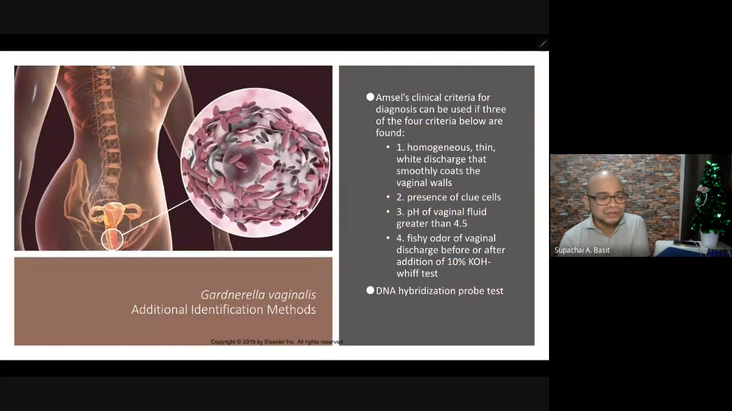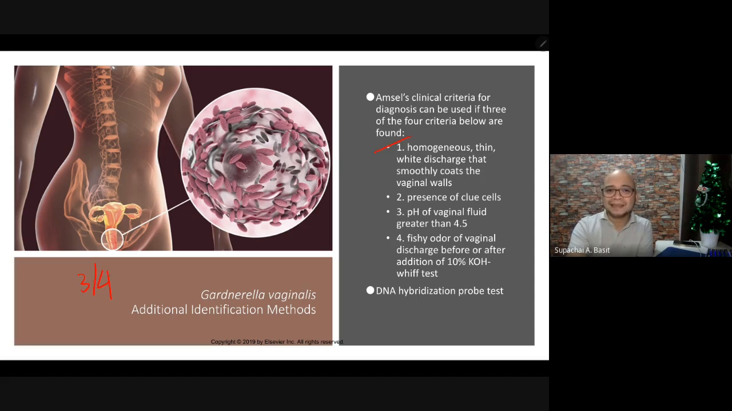Pathologists would usually do a pap smear. Once they've analyzed the smear, they can categorize it into four criteria. They call it Amsel's clinical criteria. These Amsel's clinical criteria for the diagnosis can be used if three of the four criteria below are found. What are these 3 out of 4? Number 1, homogeneous thin white discharge that smoothly coats the vaginal wall. They would have to examine this, so this would be the job of the gynecologist.